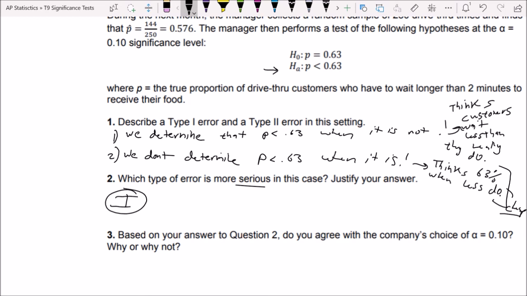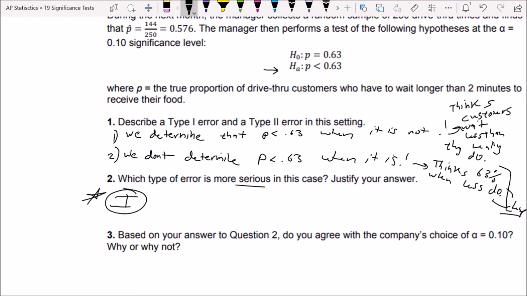Maybe your customers are going to get fed up and say, I don't want to wait that long anymore. I'm getting sick of this. I'm going over to the McFry shop across the street or whatever it is. Okay. So guys, that's my reasoning for why in this particular case, a type 1 error is the serious one.